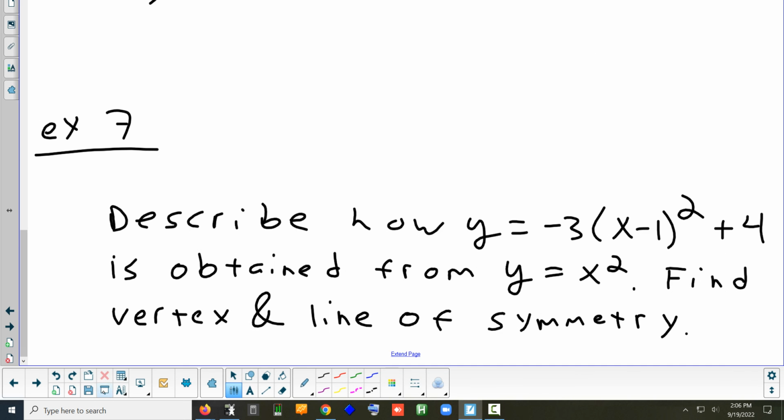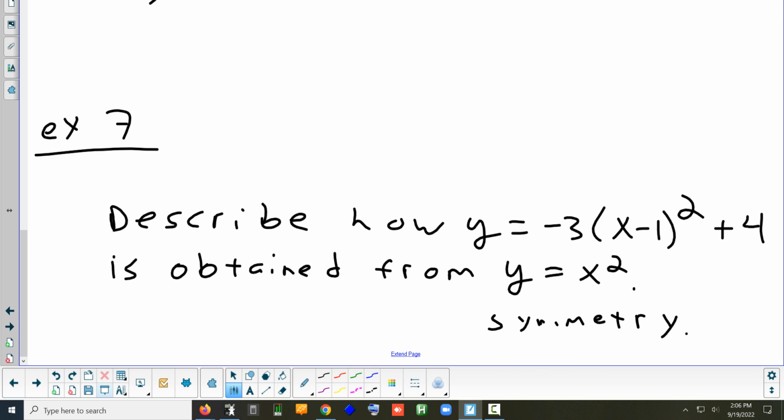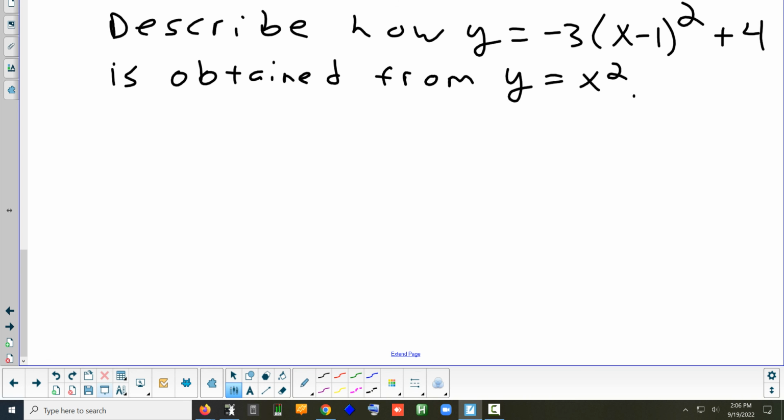Let's look at this one. All right, so we already did the vertex and the line of symmetry on the other problem. I just want to look at the transformations. So take a second to look at it carefully and see if you can identify how many transformations there are.